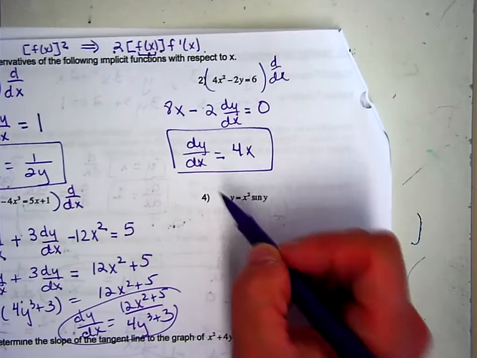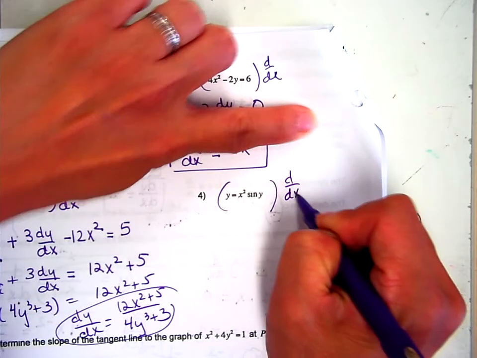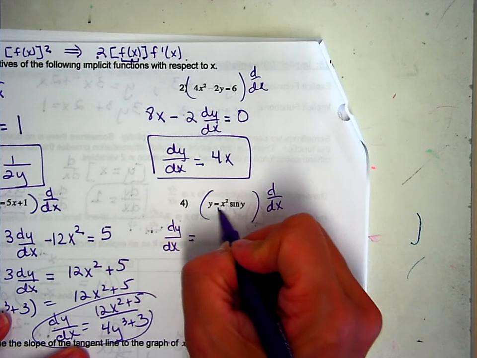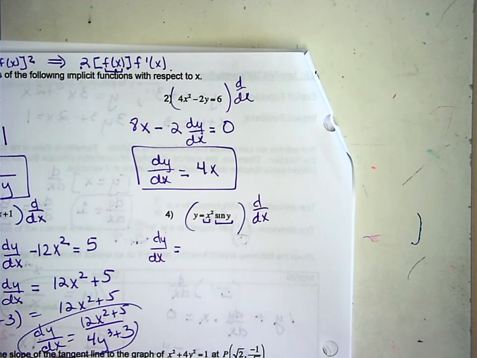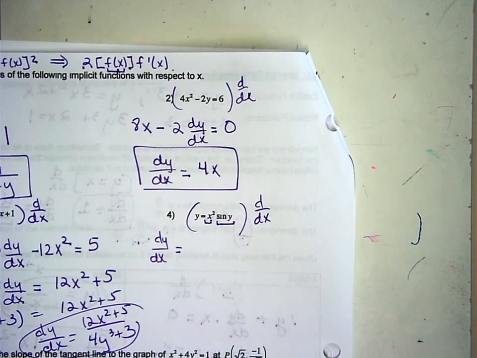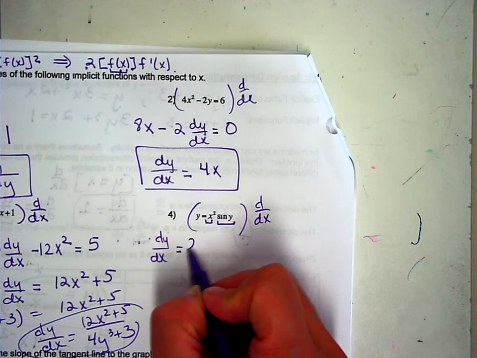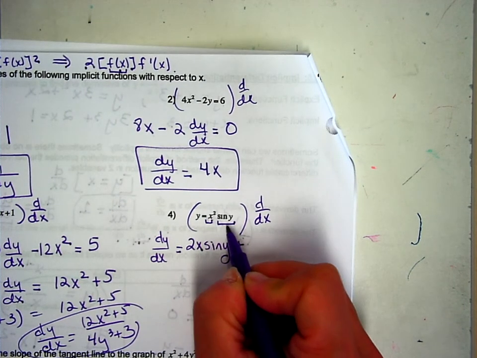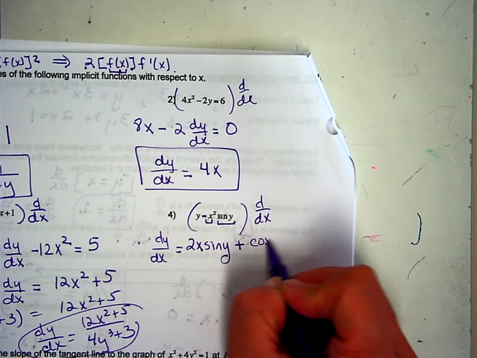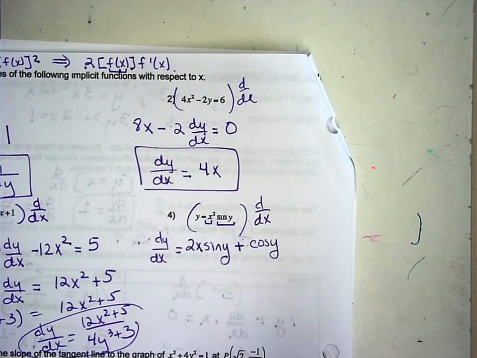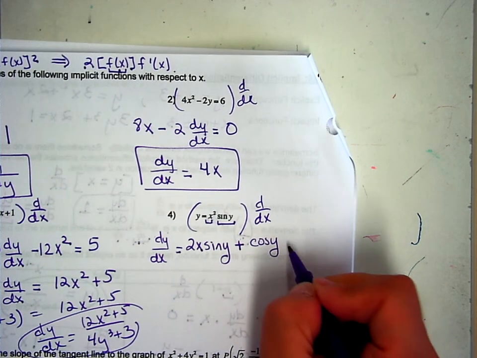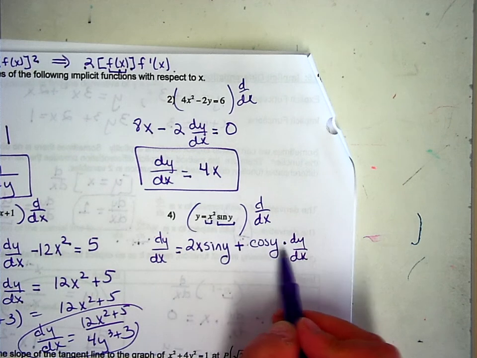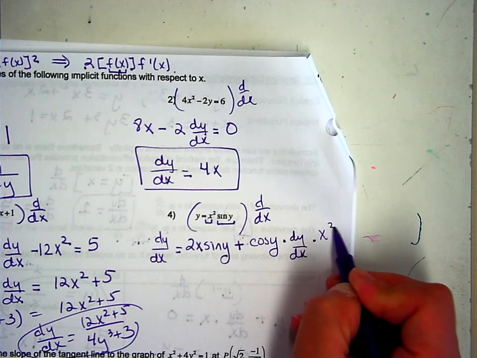Okay, last one here. Derivative with respect to x. This is going to be dy/dx equals. You do need to use the product rule here because you're multiplying x squared times sine of y. So derivative of the first is 2x times the second, plus the derivative of the second is cosine of y, but be careful, your angle is y, so the chain rule on y gives you another dy/dx. So derivative of the second is cosine of y times dy/dx times x squared.